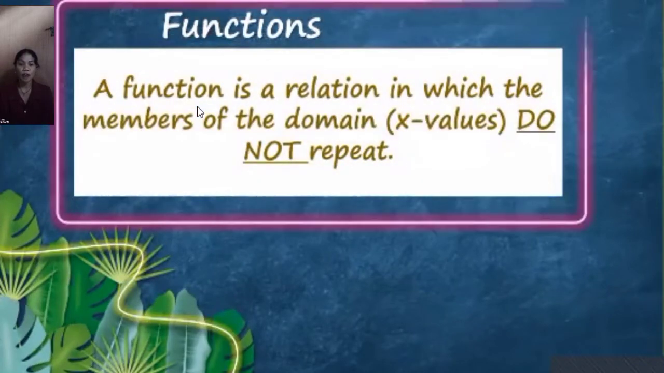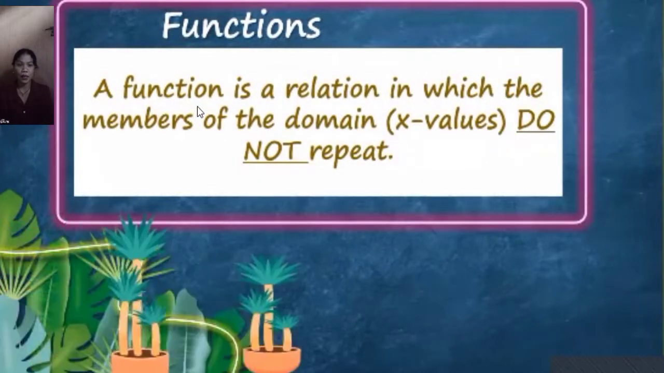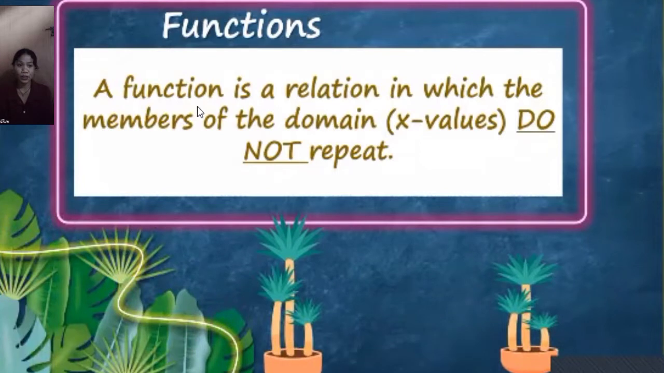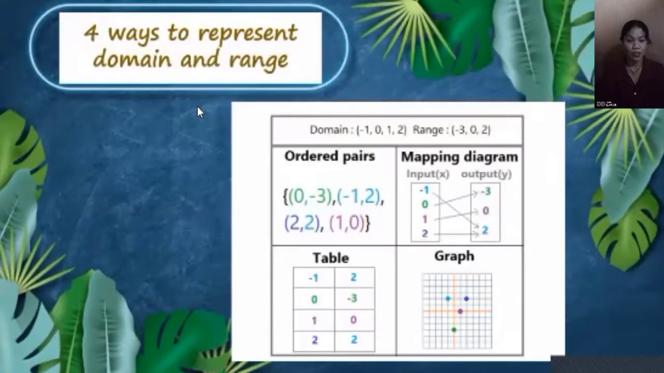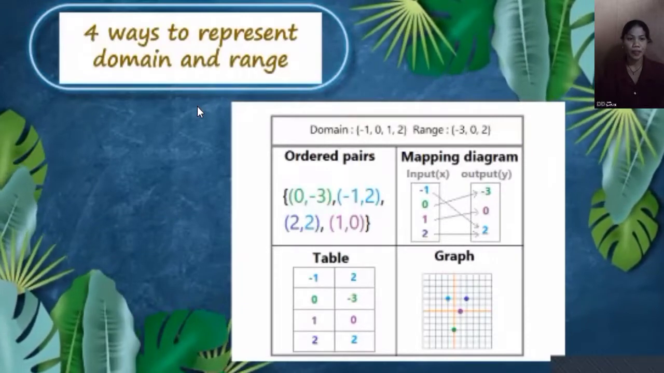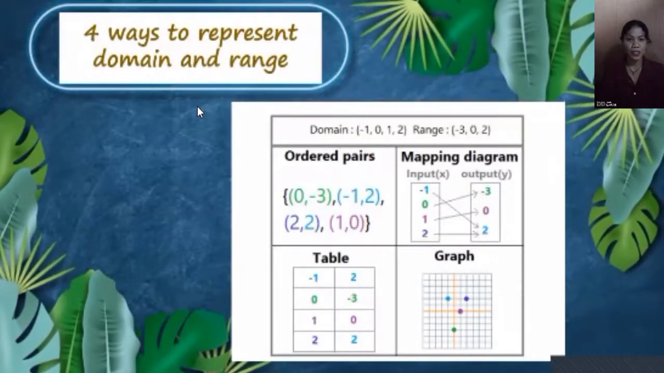A function is a relation in which the members of the domain, the x values, do not repeat. So for a function, for every x value, there is only one y value that corresponds to it. So y values can be repeated, but not the domain or the x values. The x values cannot be repeated, only y values. Okay.